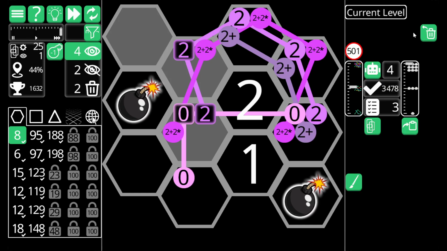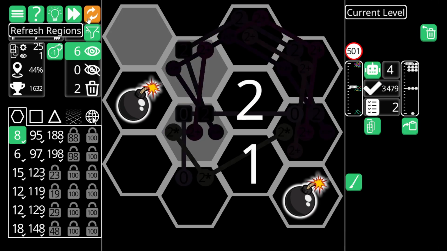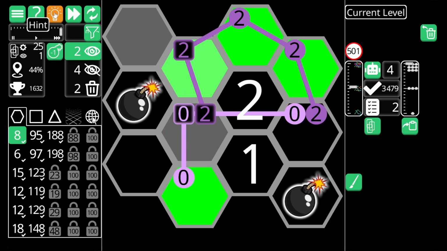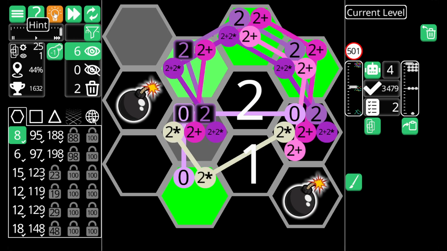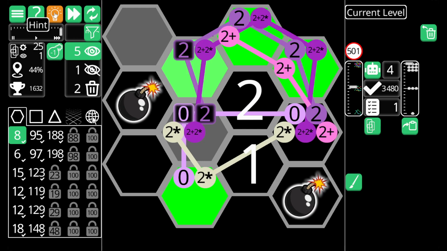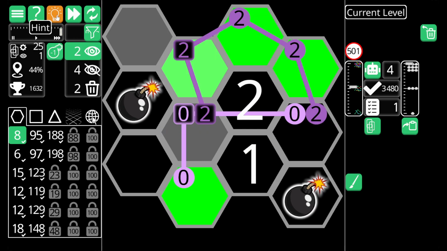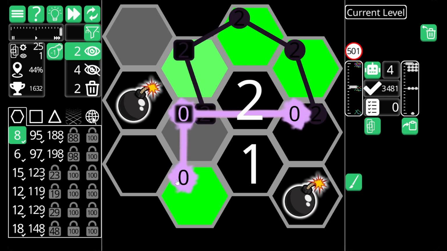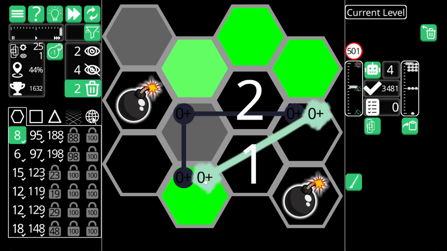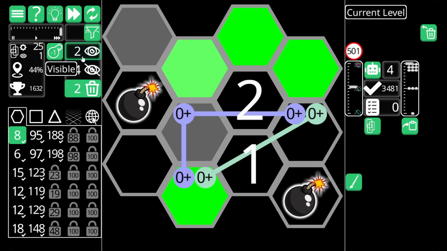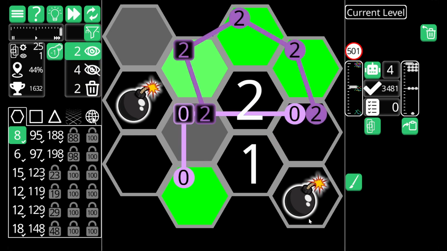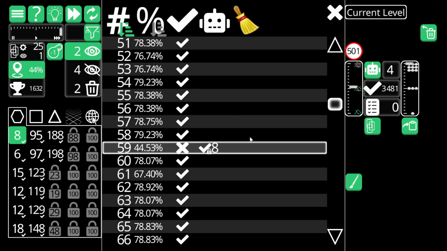Okay. That doesn't get me any better approaches to this puzzle, though, it looks like. Yeah. Not a surprise. Does get me some more trash, though. Found a nice little 0 plus. I don't know. Let's go look at another level.